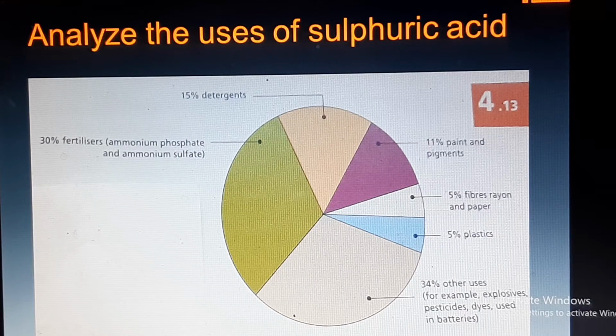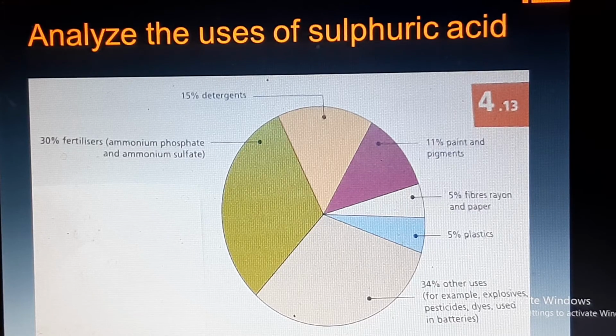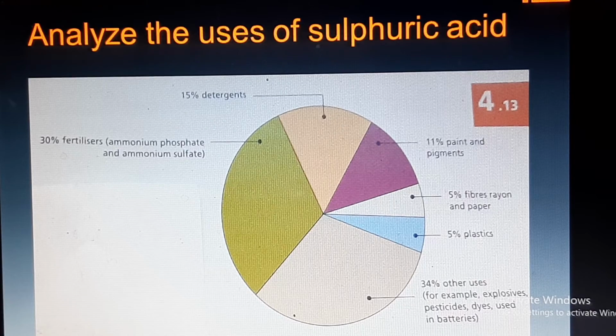Next, we are going to the last objective, to analyze the use of sulfuric acid. Here, in the picture, we can see the uses of sulfuric acid. The biggest area is 34% of the uses. The 34% is used for explosives, pesticides, dyes and car batteries. The batteries are all included in the 34%. And we can see the green colored part is 30% of the diagram. 30% means it is used for making fertilizer.